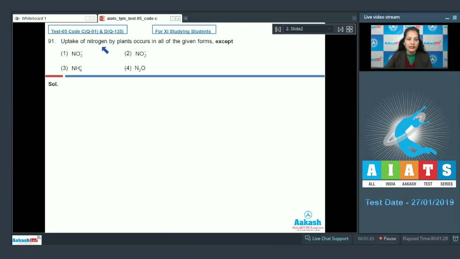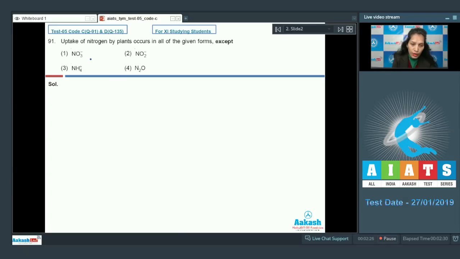Question number 91. Uptake of nitrogen by plants occurs in all of the given forms except: first option nitrate, second nitrite, third ammonium ions, fourth nitrogen oxide. So in this particular question it is asked that the plants cannot take nitrogen in which of the given forms.